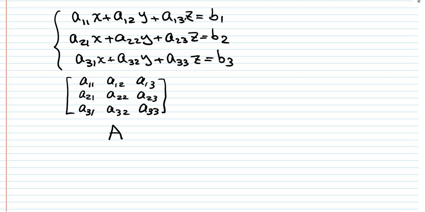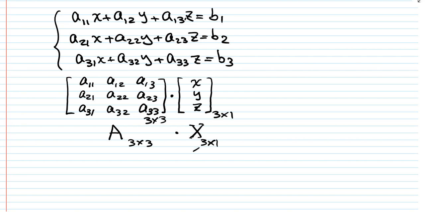So let's call this A, because it's made up of all a's, times the variables x, y, z, right? We're going to call that the matrix of variables, X. In this case, I have a 3 by 3. And the variables are 3 by 1, 3 rows, 1 column. So the multiplication is defined because the inside numbers are the same. The size of the final product matrix, the matrix of constants on the other side of this, is going to be a 3 by 1.